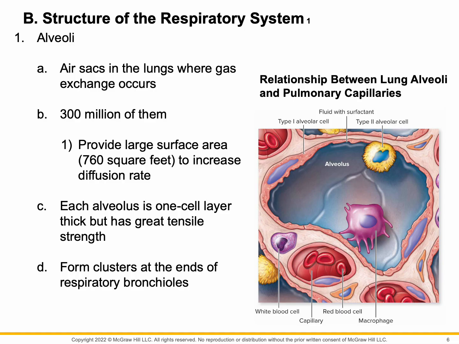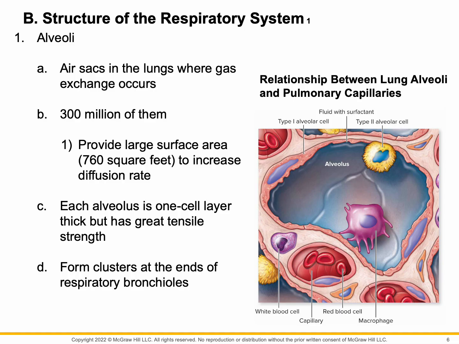There's 300 million of these alveoli, which provide large surface area in order to increase the diffusion rate. The surface area is about 760 square feet, allowing for diffusion to occur. Each alveolus is one cell layer thick, but it has great tensile strength, and they form clusters at the ends of the respiratory bronchioles.